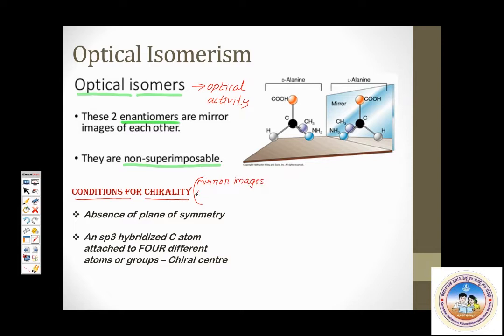The origin of this word is chir, which means handedness, like a right hand and left hand. Right hand and left hand are mirror images, but you can't superimpose your right hand over your left hand, right? So that is what is called chirality. All molecules which are non-superimposable over their mirror images are called chiral molecules.